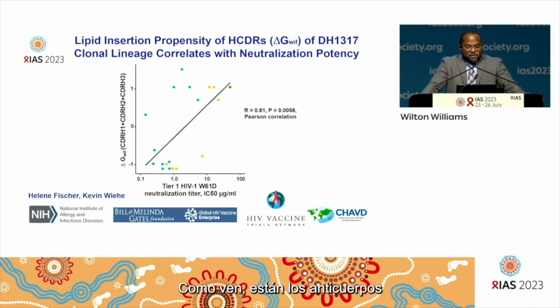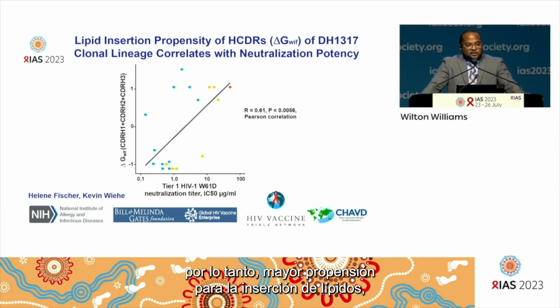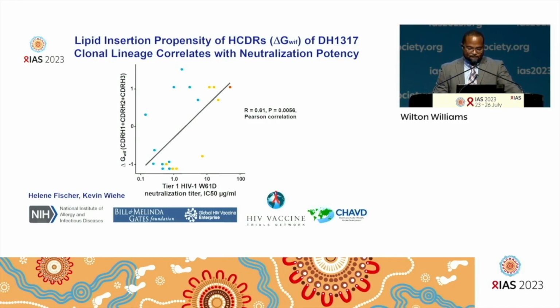So as you can see, the antibodies with the smaller number in terms of IC50, the better neutralization capacity, also have lower delta G whiff scores, demonstrating that they more likely have hydrophobic HCDRs, so increased propensity for lipid insertion, and they're more likely to bind the lipids in the viral membrane and await Emperor exposure during viral entry to block these viruses via neutralization.